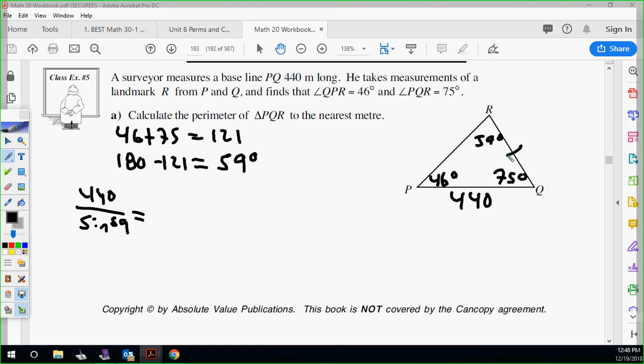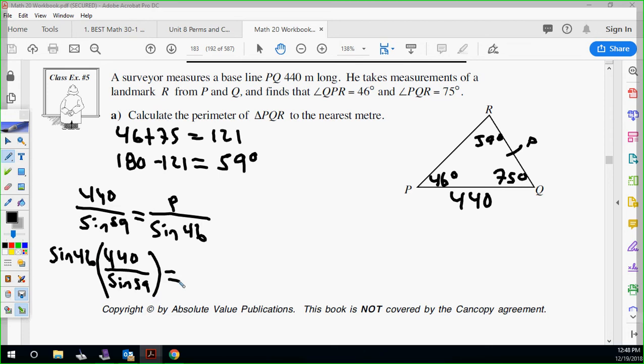Let's find RQ first. That'd be sine 46. RQ we'll say is side P. So P over sine 46. How do we solve that? We times the sine 46 over: sine 46 times 440 over sine 59. A lot of calculating in this section. This one's 369.25, is what that measurement is.